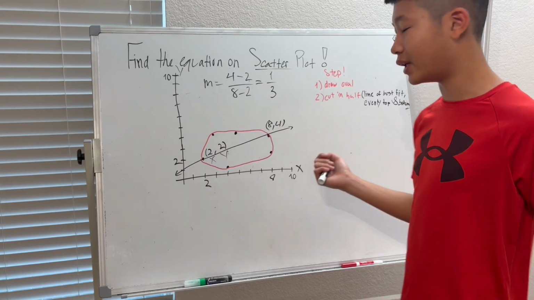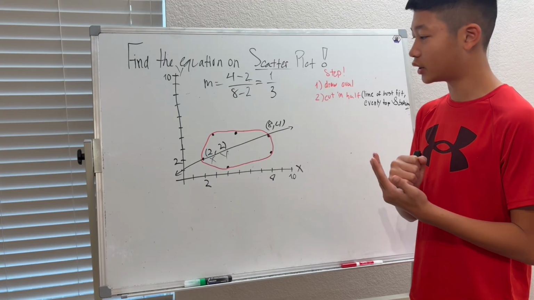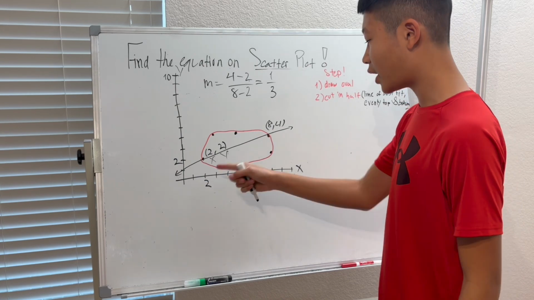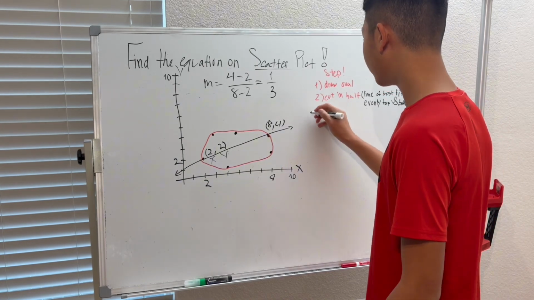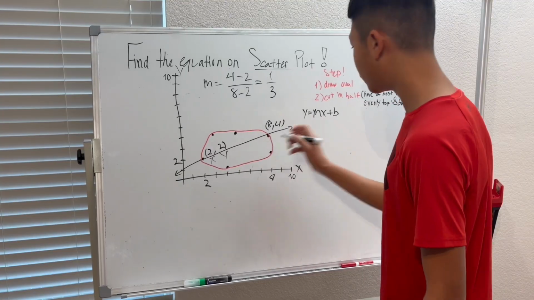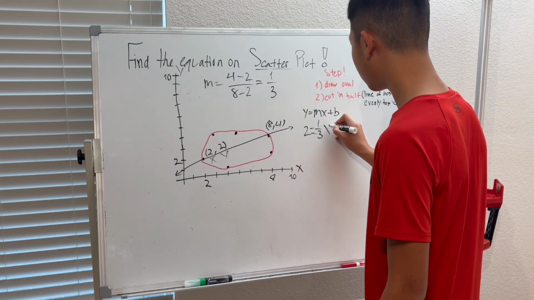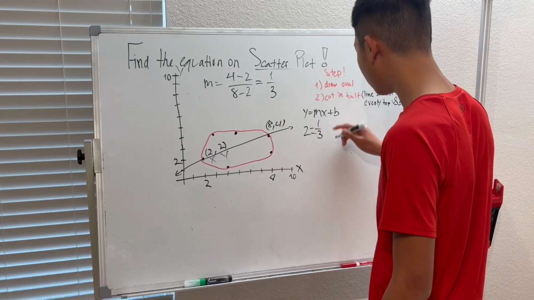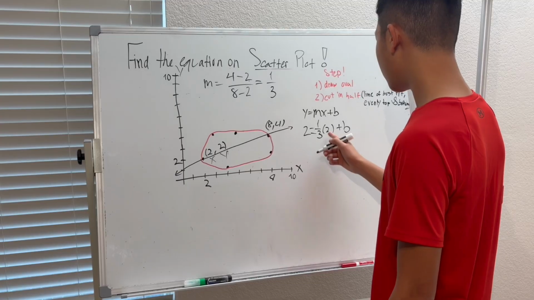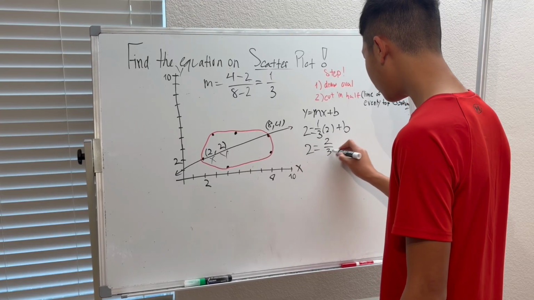No, this is the line of best fit. So let's find the most accurate y-intercept. We can use this formula. I just labeled x and y for you. So here's the equation: y equals mx plus b. Y is 2. Slope is 1/3. X is 2. B is what we're trying to find. This times this is 2/3 plus b.